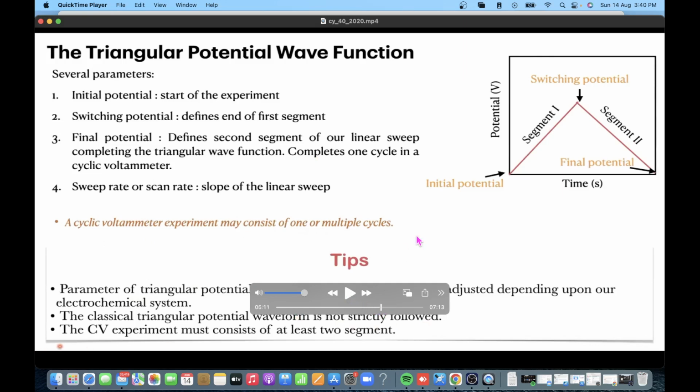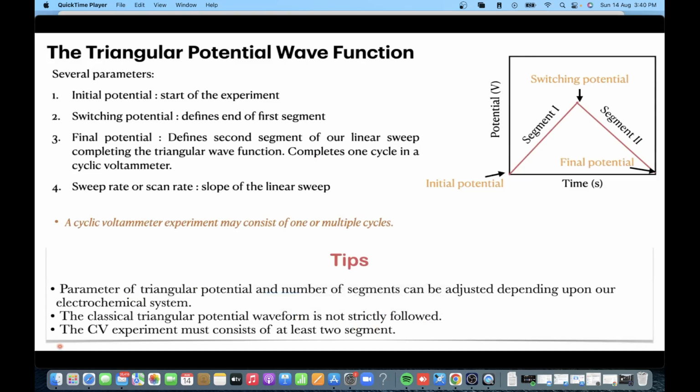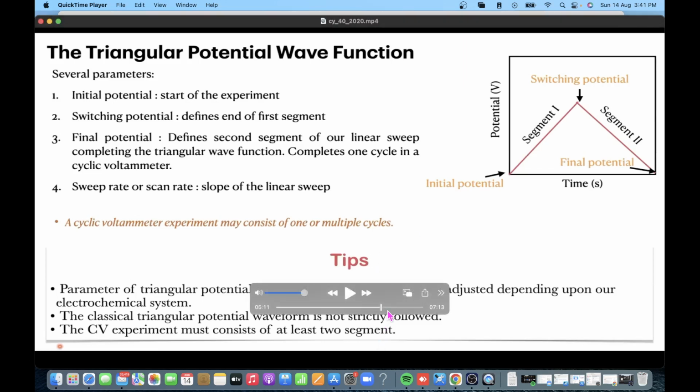Okay, so there are some tips. The parameters of the triangular potential and the number of segments: here I have shown segment 1, segment 2, and these are the 4 parameters. We can adjust these depending upon our electrochemical system. The classical triangular potential waveform is not strictly followed, but it is the basic one. You should know that this is the basic one in a cyclic voltammetric experiment. In a CV experiment, the potential form must consist of at least 2 segments minimum. These are the tips you should keep in mind, and let's move ahead.